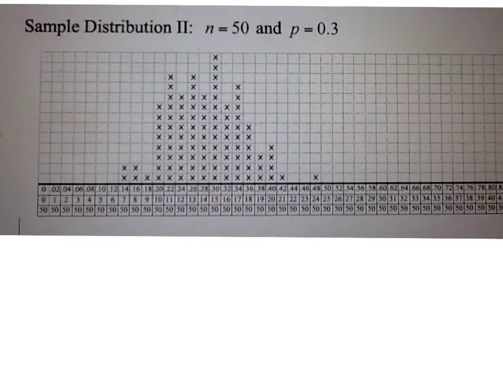So, after 100 samples, I noticed that these p hats start to form a bell-shaped curve. It's not perfect. It's not pretty, but look at where the center is. The center is starting to get around that 30%, which is the same 30% of the population. So the p hats, again, start to form a bell-shaped curve centered around the population proportion.